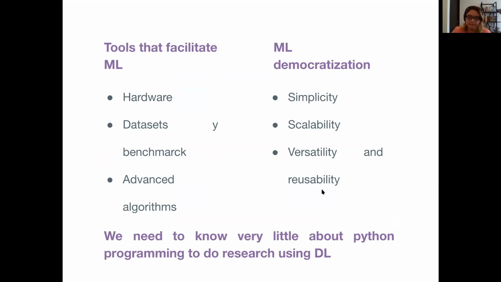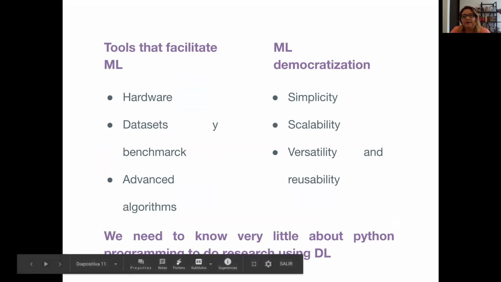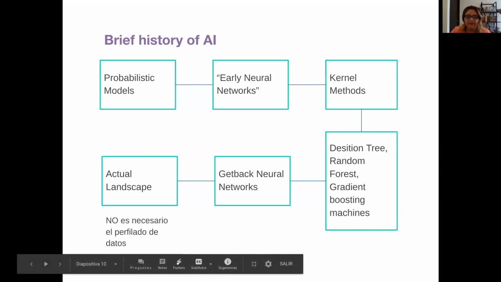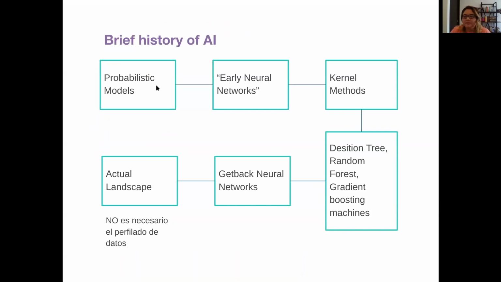I'm going to talk a little bit about learning in the next slide, but I want to tell you now a brief history of artificial intelligence. First started some probabilistic models like the Bayesian model. Next, in the 80s, for example, they started working with early neural networks. After that the mathematicians developed one of my favorites, the kernel methods.